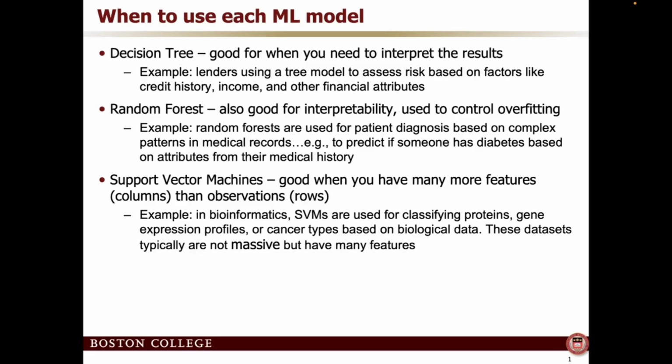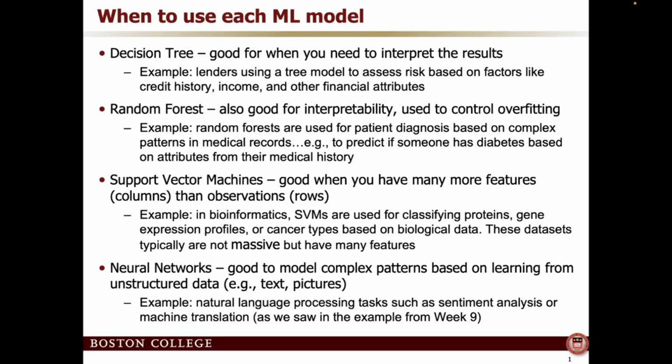Okay, so my example here, bioinformatics. So you're trying to classify proteins or gene expression profiles or cancer types based on biological data. You typically don't have massive data sets, but there are lots of features in those data sets. And you'll find that support vector machines tend to work really well with that type of data.